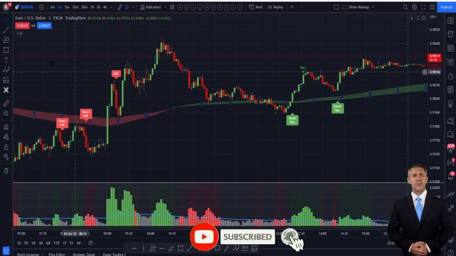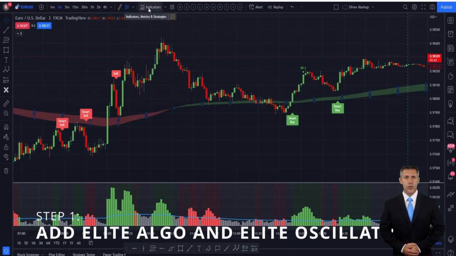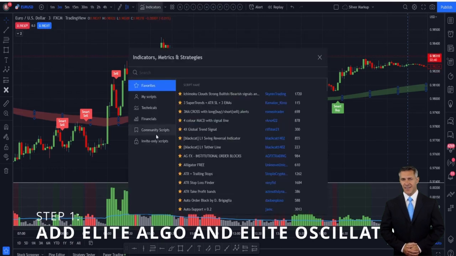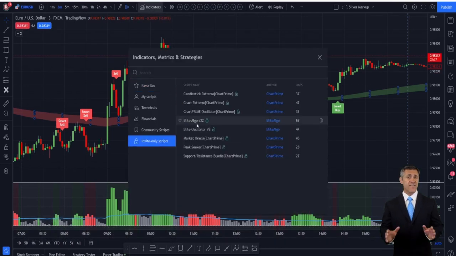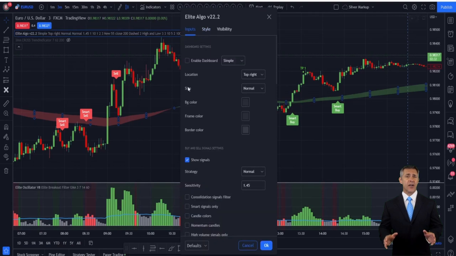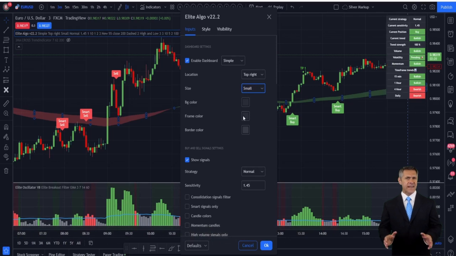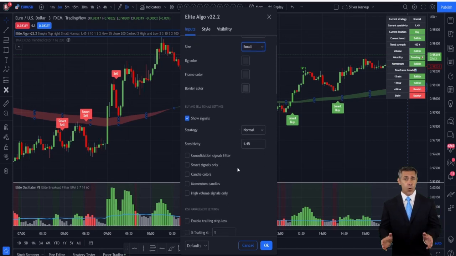So with the elite algo setup, this is what we're going to do. First, you want to go in and obviously add the elite algo oscillator and algo system. Once you have that added, you want to go into the elite algo system. And one thing you want to enable, you want to go ahead and enable the dashboard. That's going to be really, really key for you, especially when it comes to scalping. So enable the dashboard. And then two, you want to obviously show your signals. And I'd like to put the signal sensitivity at 1.45. That's what I like to use for the elite algo system.